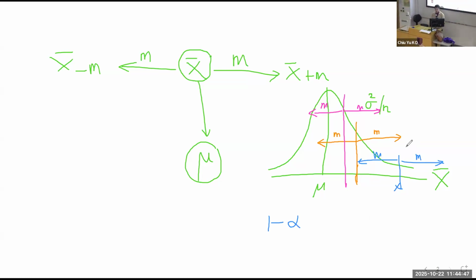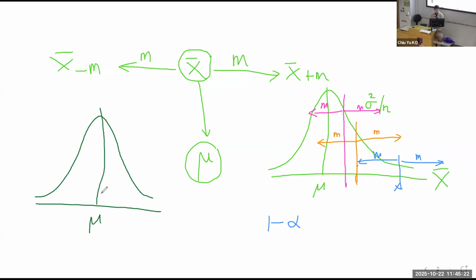It turns out, let's say a simple logic here is, if you want x bar, going left and right by m, to include mu, it is equivalent to saying the following. It's the same as starting from your mu here and going left and right by m. As long as x bar is within this region, this is the same as what we said here, as long as the probability is 1 minus alpha.